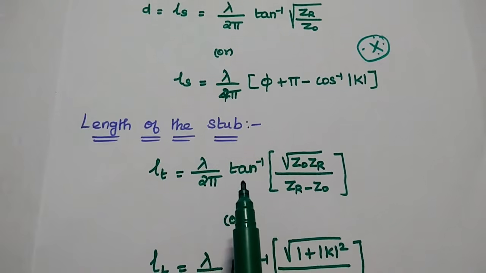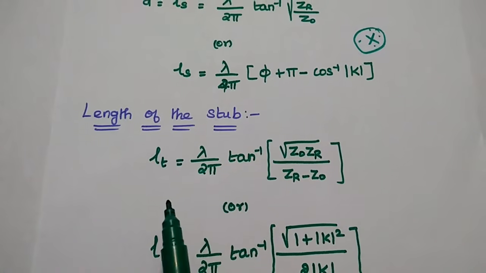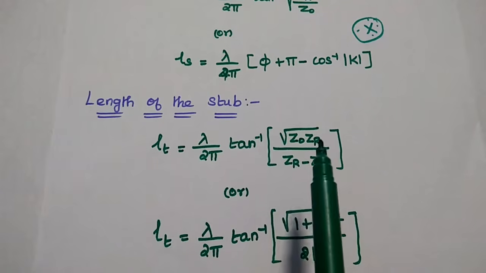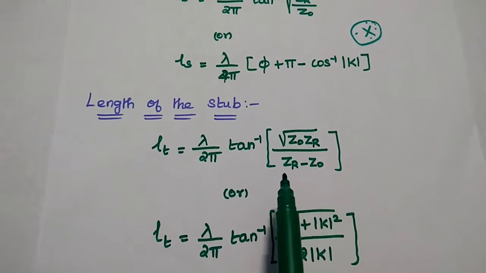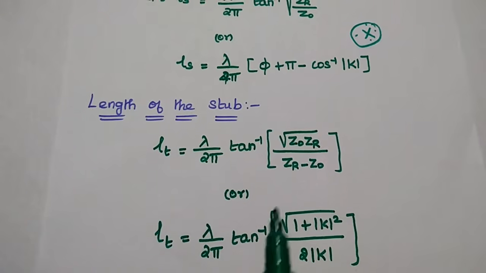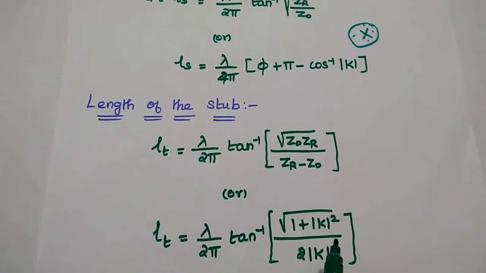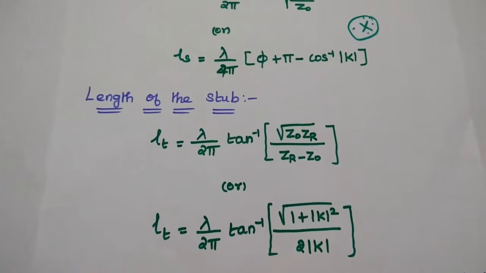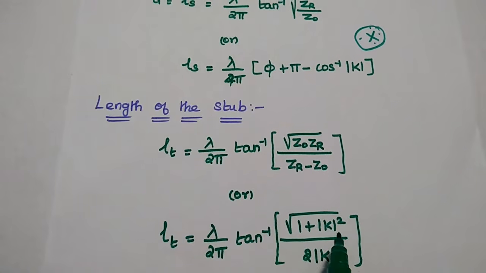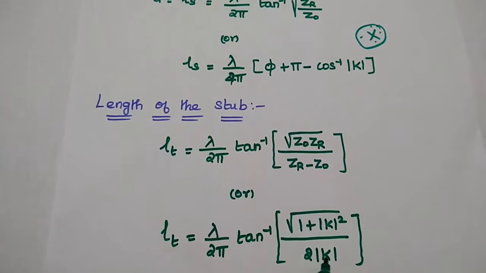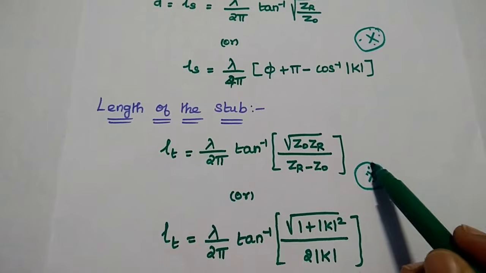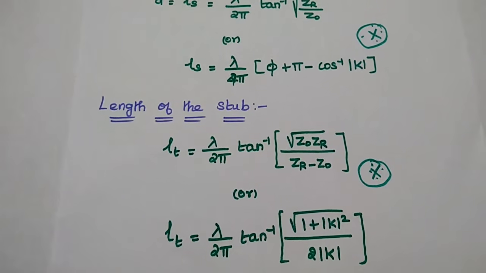The next one is the length of the stub. So LT is equal to lambda by 2 pi tan inverse of square root of ZR Z0 divided by ZR minus Z0. This can also be calculated using the reflection coefficient. So that formula is lambda by 2 pi tan inverse of square root of 1 plus k square divided by 2 into modulus of k. So these two parameters are very important to design stub matching.